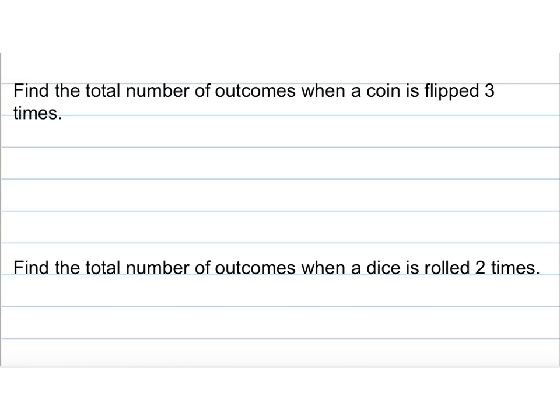Okay, just 2 more that I want to go through, and we're going to use tree diagrams for these. And then we'll also show the fundamental counting principle. So we're flipping a coin 3 times. When you flip it the first time, you could get heads or tails. When you flip the coin a second time, you could get heads or tails. If you flip tails the first time, when you flip it the second time, you could get heads or tails.